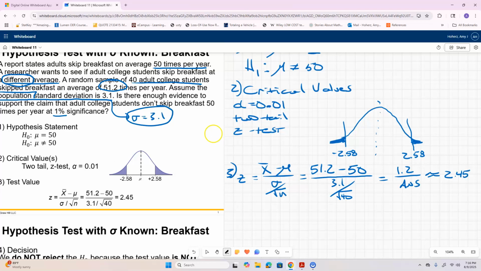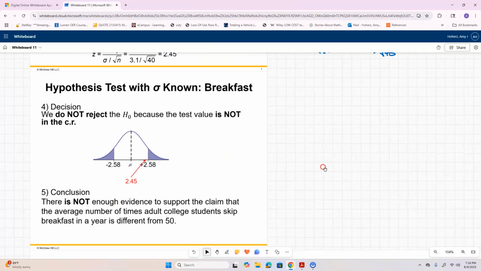And oh, that's close, but not quite. So when we compare this, 2.45 would be slightly below the 2.58. Not above it though, it's not in the critical region, it's not in this shaded area, okay? And so because it's in the clear area, we're going to not reject.